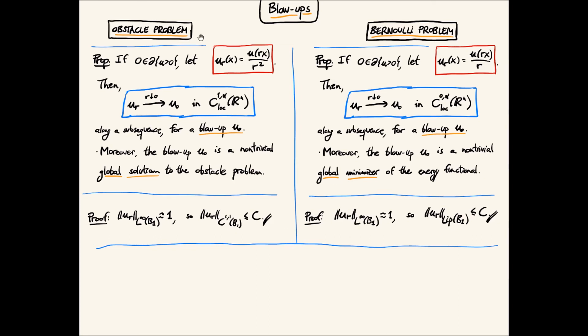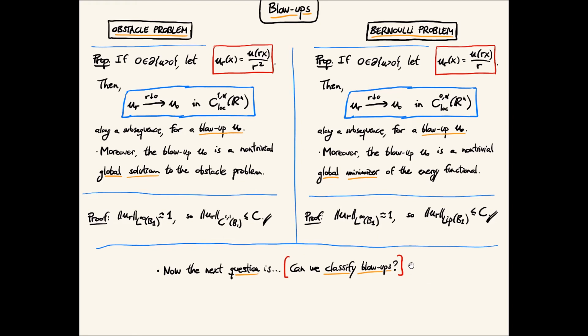Okay, so this is the proposition that gives us, thanks to the scale invariance, we get blowups. So we can consider blowups. And then the important question is, well, can we classify blowups? Okay, so this is really a much more difficult question. So even though we can consider blowups, the very difficult question is, can we classify them?